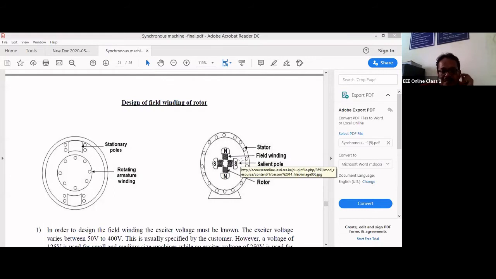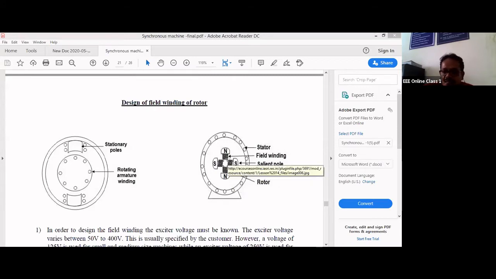The second figure will have more advantages. It will have more advantages compared to the first figure. Means the revolving field will have more advantages compared to what? Compared to the revolving armature. So once again, coming to the revolving field, we have salient and non-salient pole.